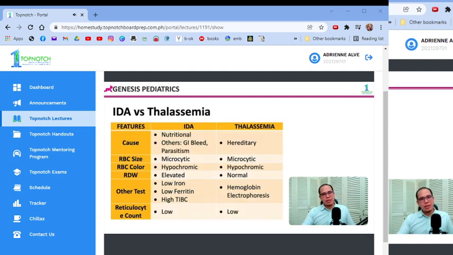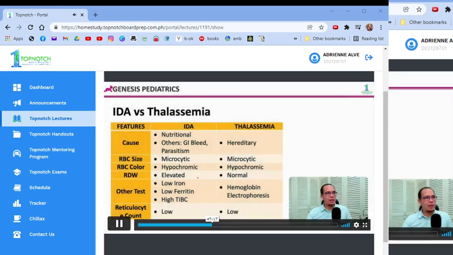Okay, so here is a summary table showing you the difference of IDA and thalassemia, which is very important, very practical. You should all know this. This can be asked in the board exam. So IDA is nutritional, but you can have other causes such as parasitism, gastrointestinal bleeding. Okay, thalassemia is hereditary. Both are microcytic, hypochromic. Difference, RDW is elevated. Other tests that you can do, in IDA, there's low iron, low ferritin, high total iron binding capacity. Thalassemia, of course, the definitive diagnosis would be your electrophoresis, and both will present with low reticulocyte count. Okay, so hope this is clear.